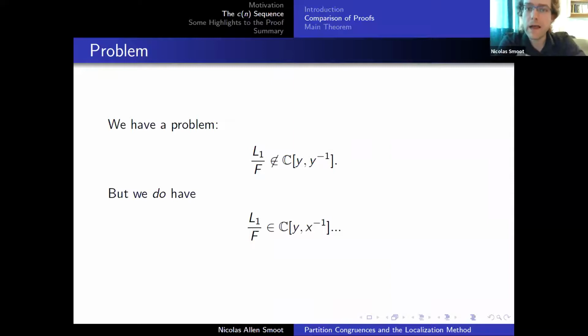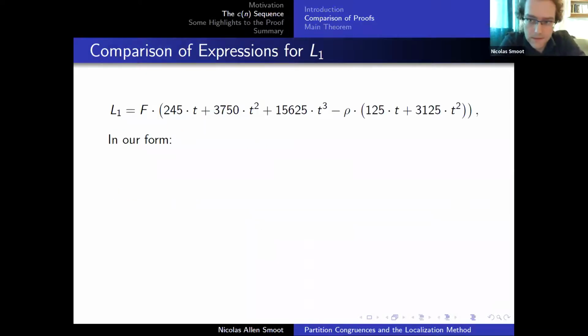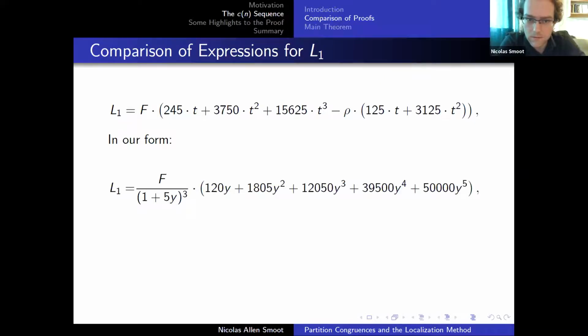But I can multiply by a high enough power of x, as we've already said. And a polynomial in x is going to be a polynomial in y, because x is 1 plus 5y. So I have L1 over F is in this ring, C of y, x inverse. And let's see what that actually looks like. Right? So L1 looks like this. Again, this is Wang and Yang's original form. And this is the form that I got.